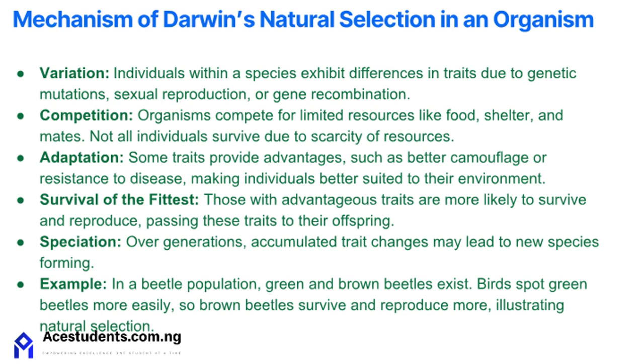Over time, this process, called survival of the fittest, leads to a gradual increase in favorable traits within the population. If enough changes accumulate over generations, a new species may eventually form, a process known as speciation. This is how Darwin's natural selection drives evolution in organisms.